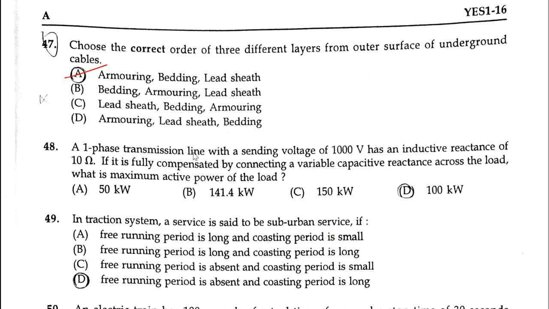In a single phase transmission line with the sending end voltage of 1000 volts has an inductive reactance of 10 ohms, if it is fully compensated by a variable capacitance reactance of the load, then what will be the maximum active power delivered? So maximum active power delivered is equal to P is equal to EV by X here, okay. So the line is compensated and having a reactance of 10 ohms, that means it is going to be 1000 volts into 1000 divided by 10. So simply 100 kilowatts will be the answer.